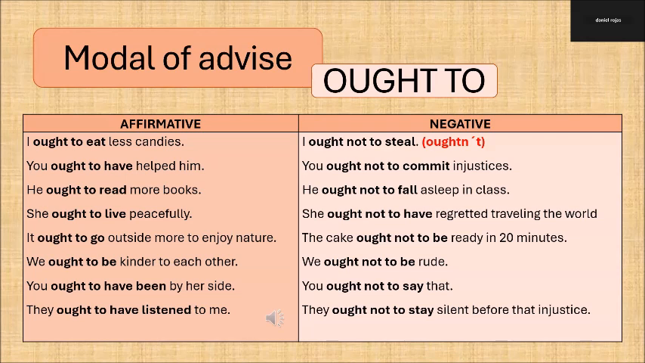Although negative sentences are not usually used in the negative form, here we have some examples. I ought not to steal. You ought not to commit injustices. He ought not to fall asleep in class. She ought not to have regretted traveling the world.